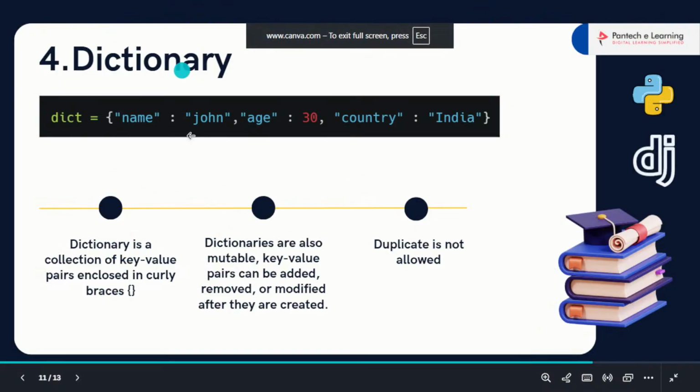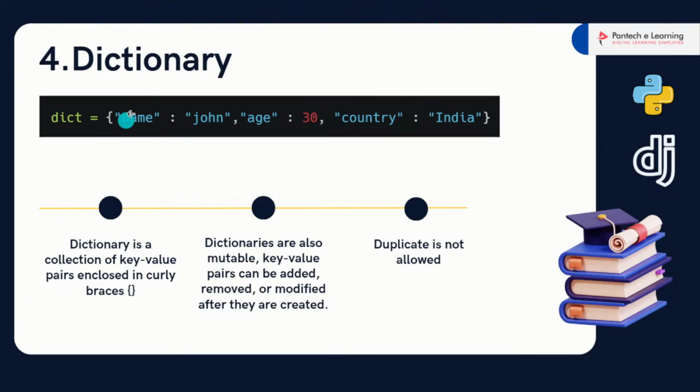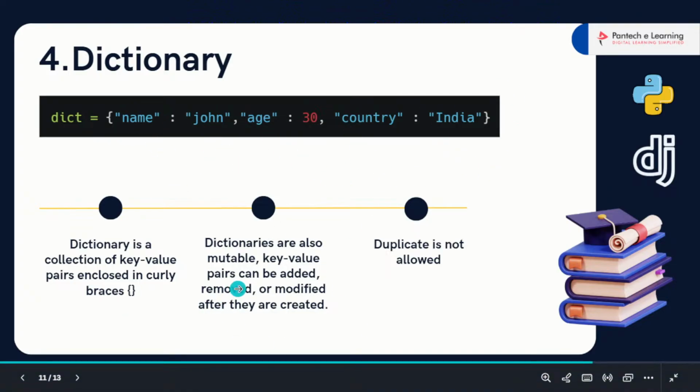Okay, basically we understand dictionary. Dictionary means we mention the key value pair. We need to mention it like this. In the curly bracket we mention name John and age 30. After the comma, country India. Okay, this is a key value. Okay, this is the process.